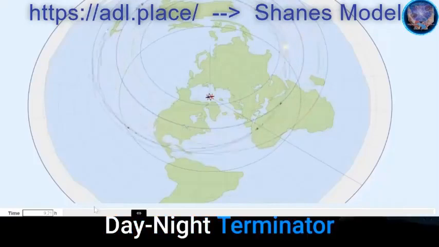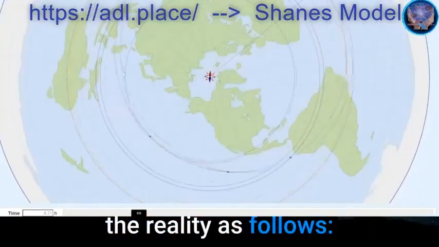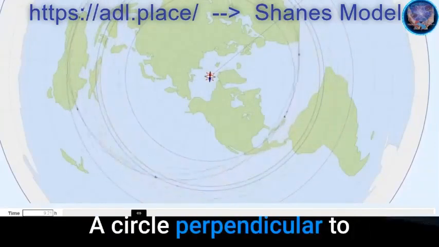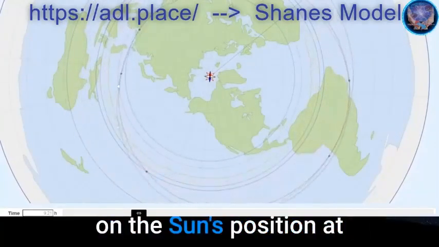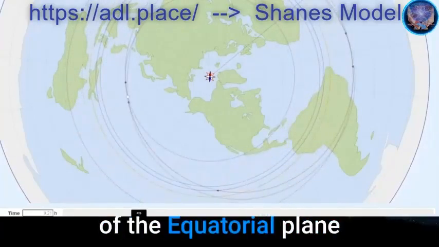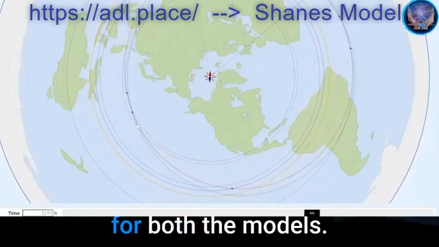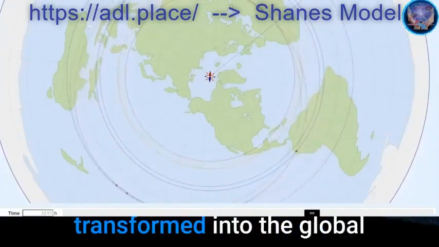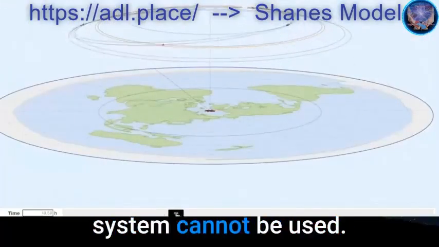Computing day-night terminator. The day-night terminator is derived from timeanddate.com to match the reality as follows. 1. A circle perpendicular to the Earth-Sun axis in the Sun coordinate system is computed depending on the Sun's position at a point in time relative to the intersection of the equatorial plane of the Earth and the ecliptic plane of the Sun. This is entirely possible for both the models. This circle was then transformed into the global Earth coordinate system. However, this coordinate system cannot be used.